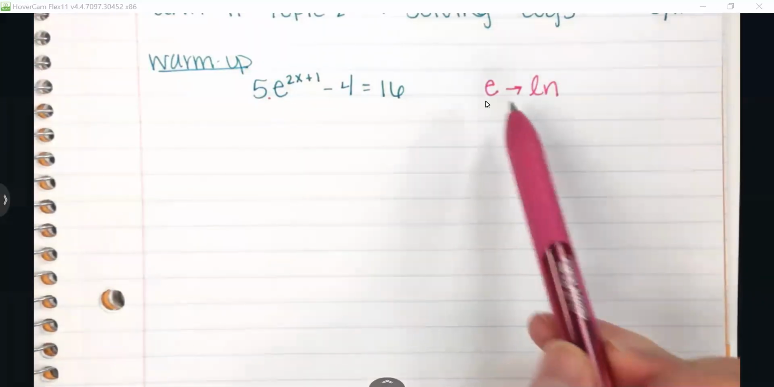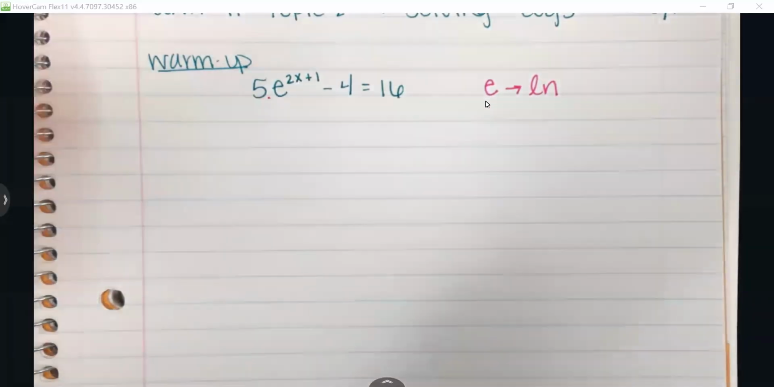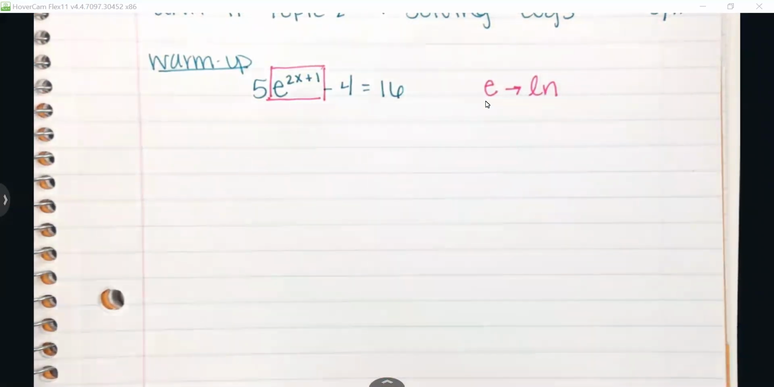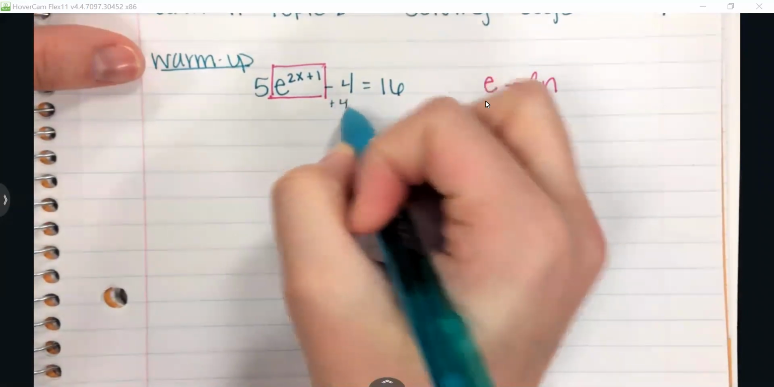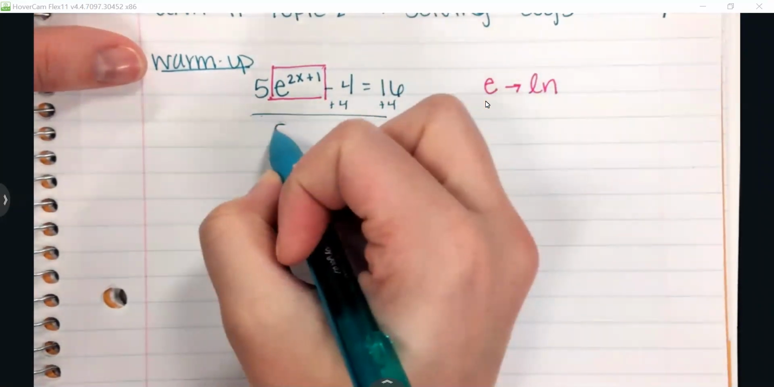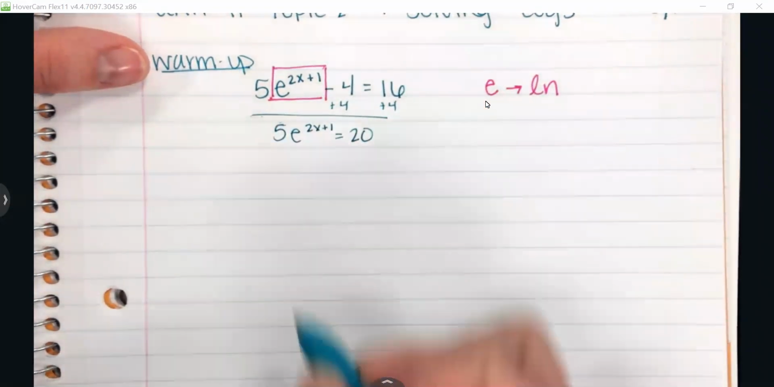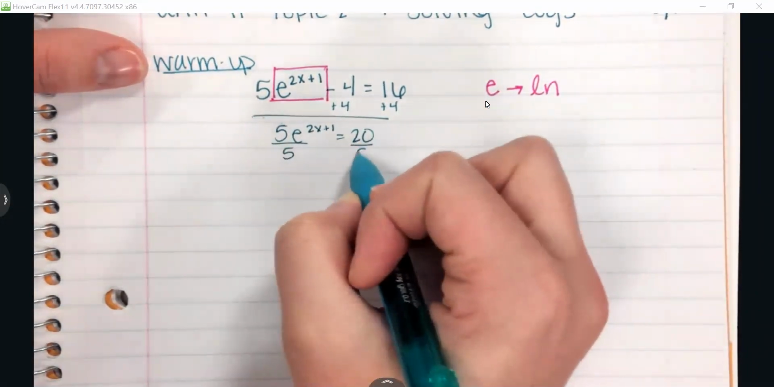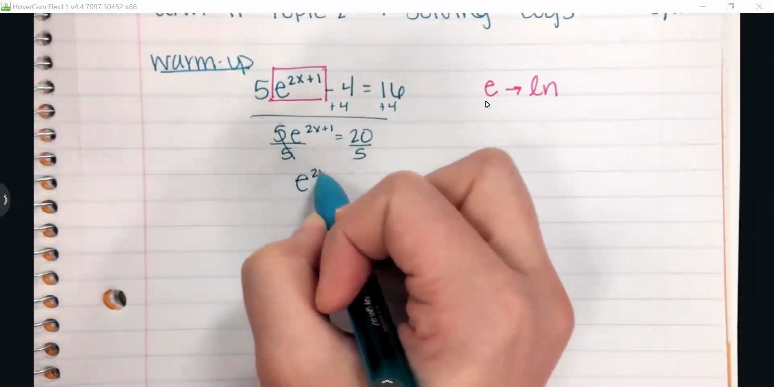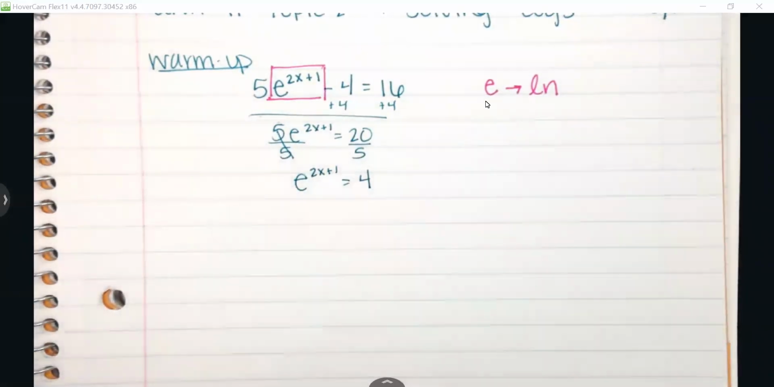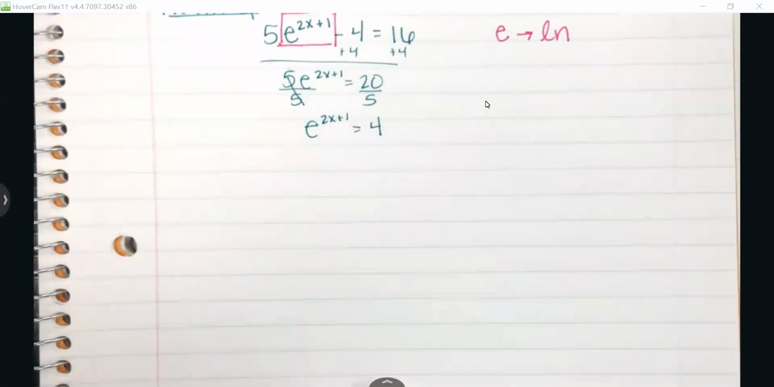All right, so an E has to turn into an LN. If I were to box my exponent and base, everything around it has to be removed first. So I would add 4 to both sides. Get 5e to the 2x plus 1 equals 20. And then I would divide by 5, because that's all of my extra stuff that has nothing to do with my base or my exponent, okay?